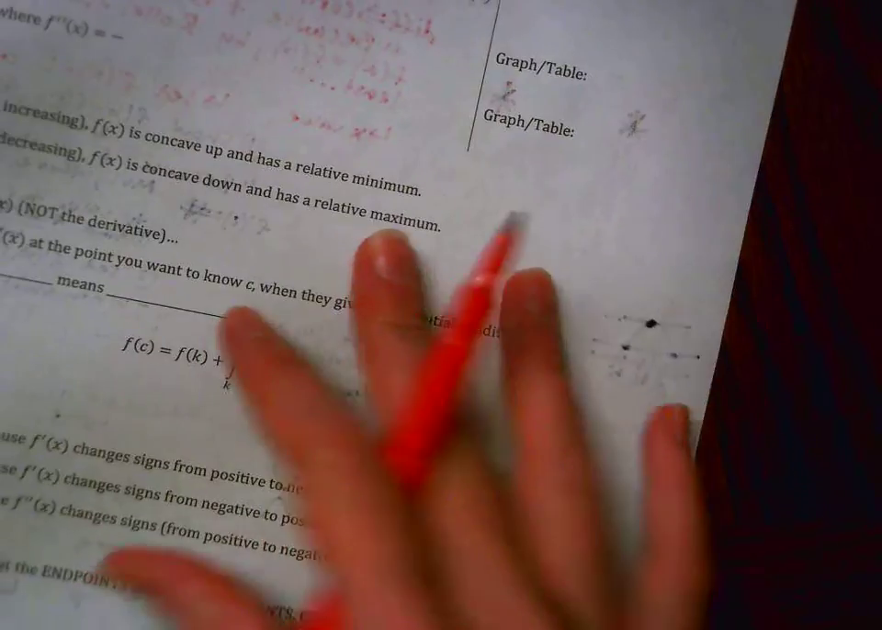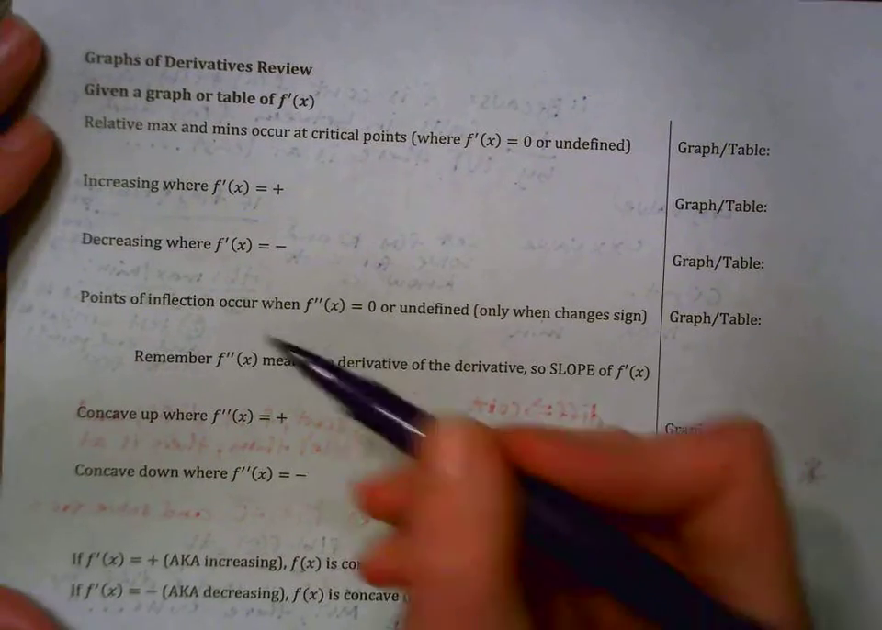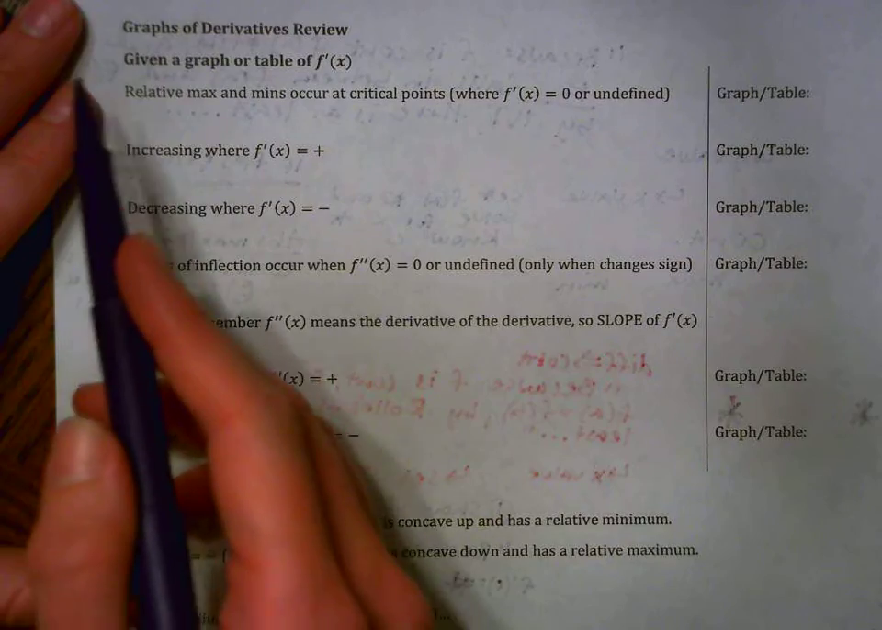So on the back, again, it's just kind of summarizing, but this is trying to, because normally what they give you is an f prime graph or a table, but chances are it'll probably be a graph. So how do we use f prime to determine things about f? That is an important topic. So all these statements are about f of x. I should have written that in front of all of these.